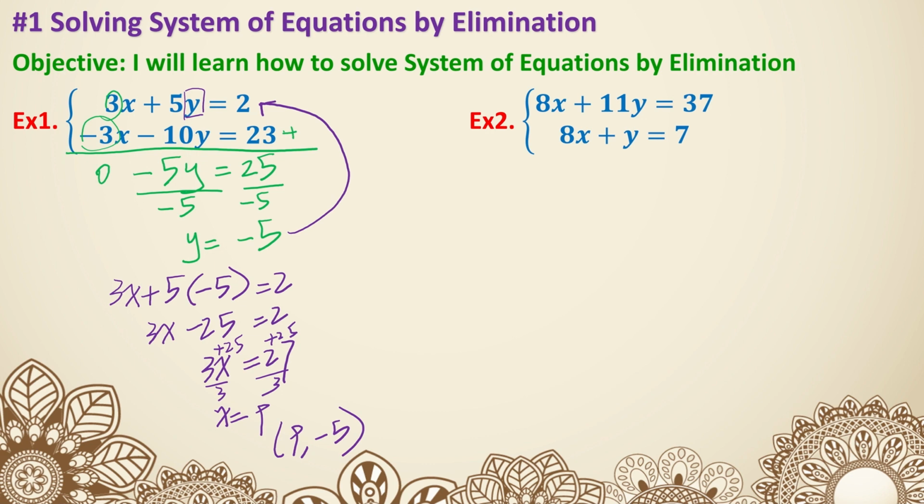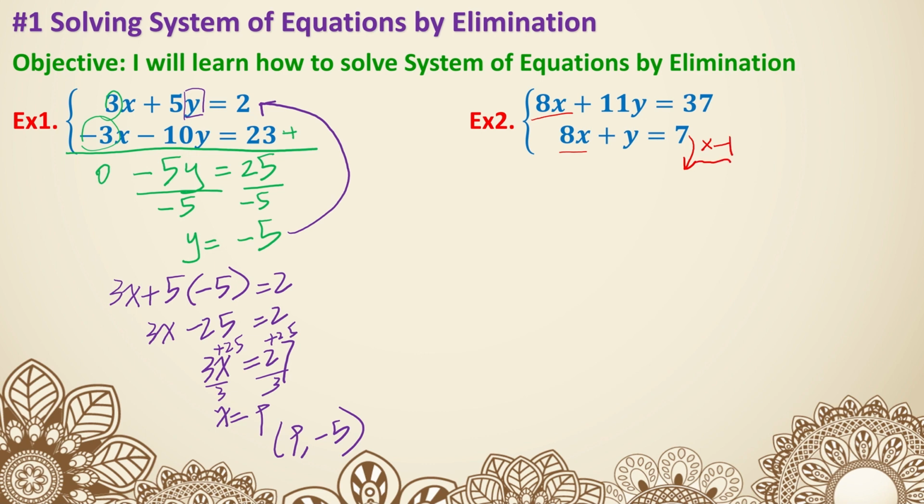Example 2. This is the B question we saw above. And our issue was, even though we see the 8x and the other 8x, they're not opposites. They're just the same. However, we can easily change one of them to be the opposite. So first thing we're going to do, instead of adding them together already, I'm going to multiply this equation, the whole thing, by a negative 1.